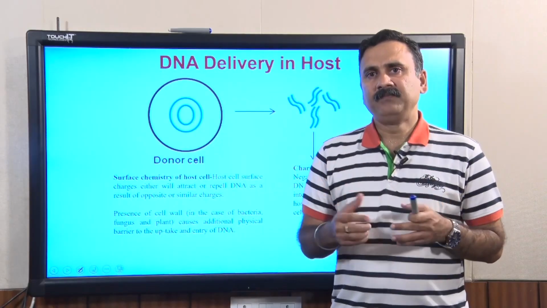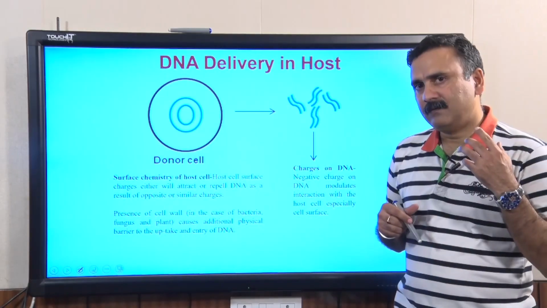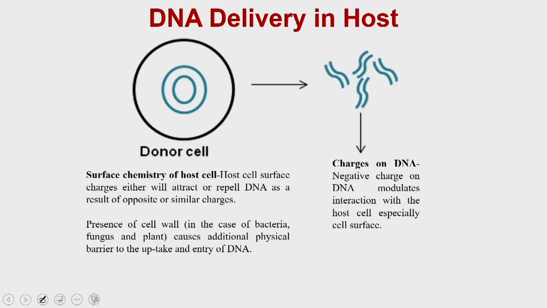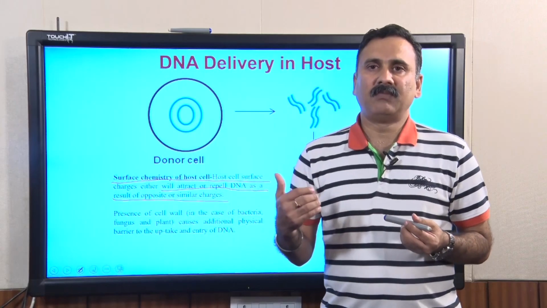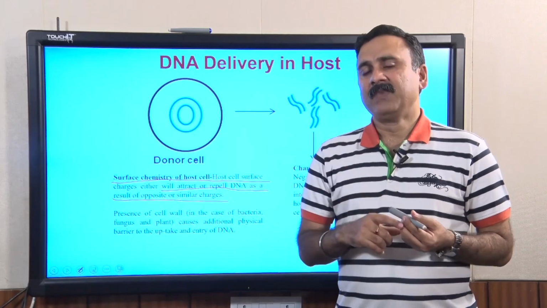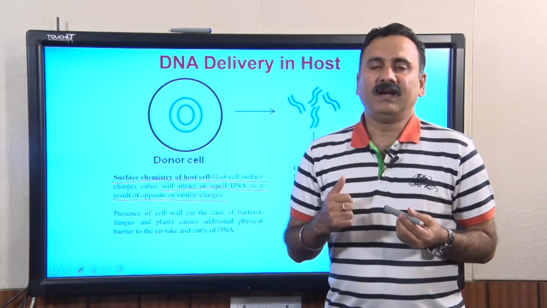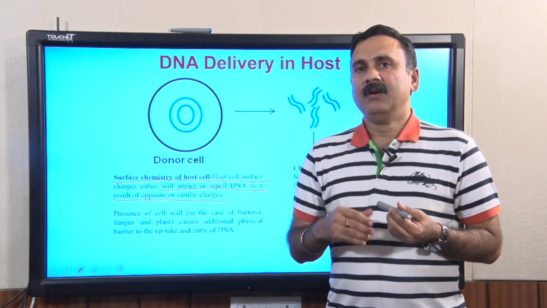In strategy number 1, you have to work on the surface chemistry of the host cells, and according to the surface chemistry you can devise the mechanism so that you will be able to attract the DNA, and as a result the DNA will enter the host cells. We have discussed the transformation into the bacterial cell, as well as into the yeast cells.